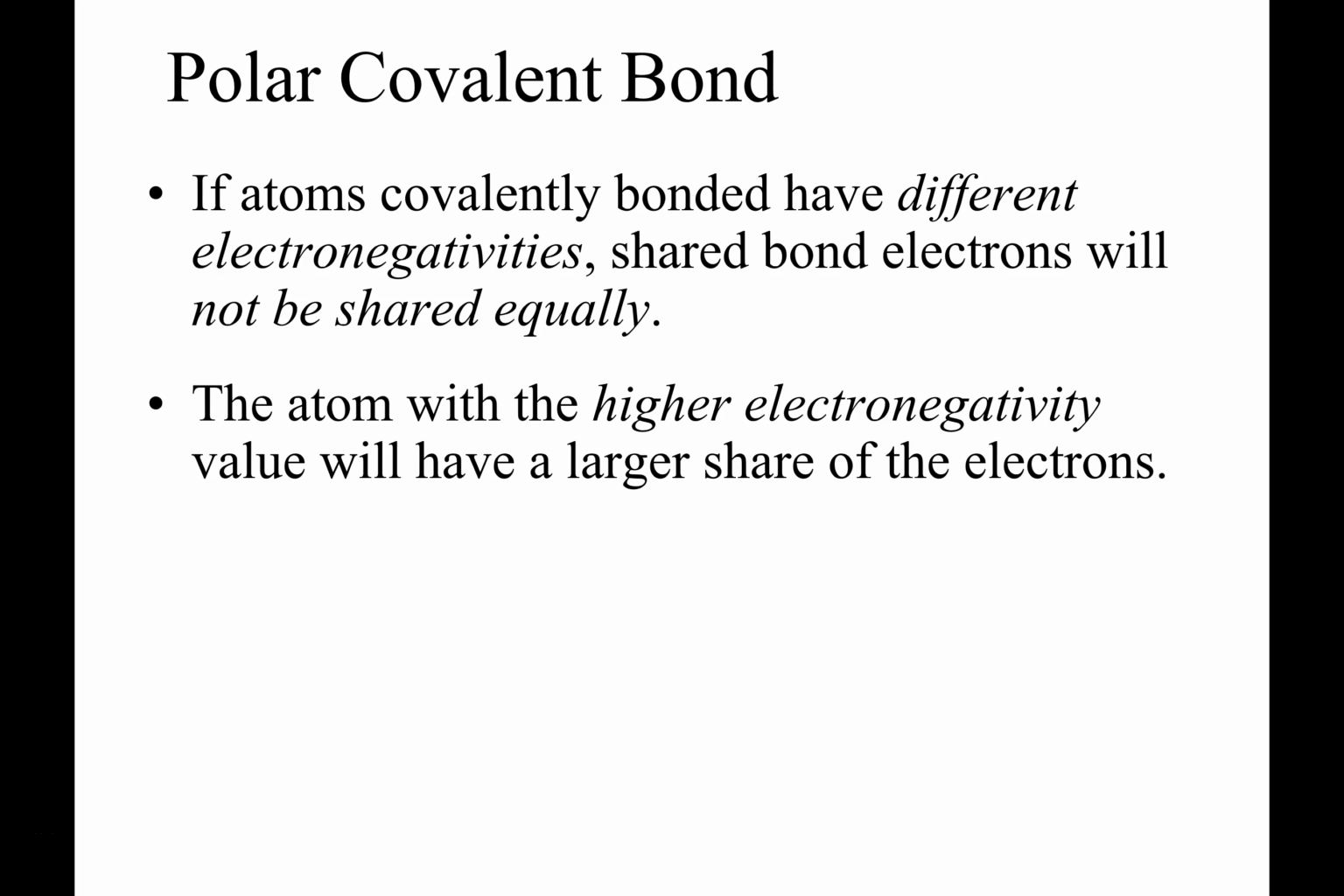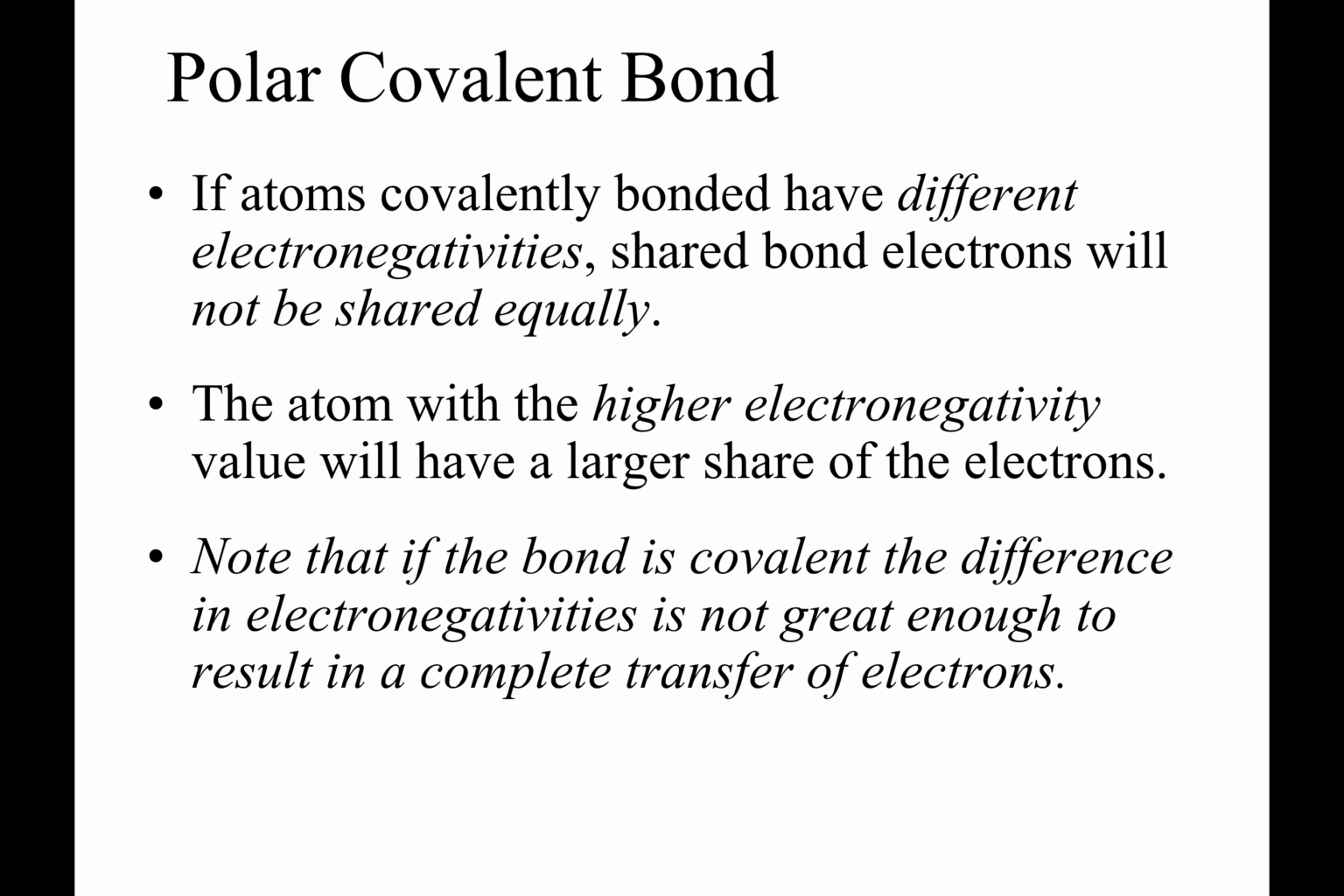Then with the higher electronegativity, we'll have the larger share of electrons, partially negative. Now, it's possible that your electronegativity difference is so great that the atom with the higher electronegativity basically says, I'm not sharing, I am taking. An electron is transferred. And in that case, when an electron is transferred, then you have ions.